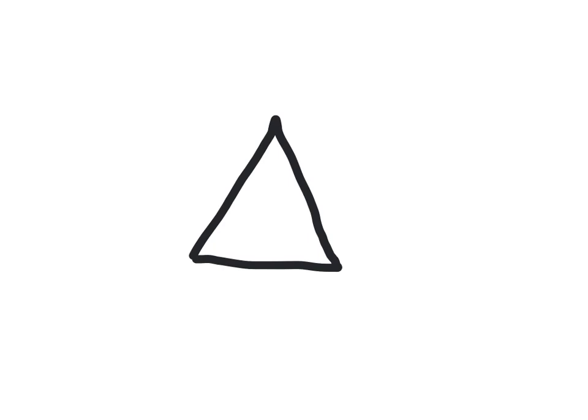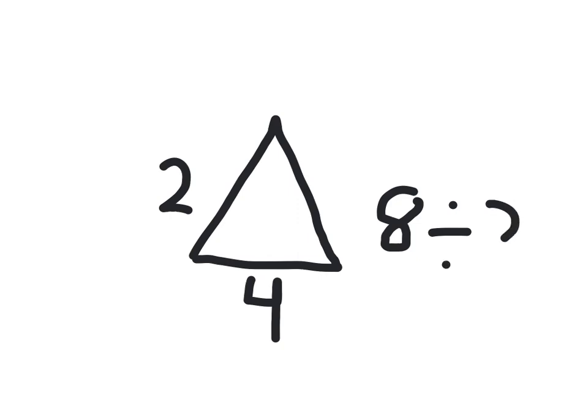So the first thing you'll do is, since this side's 4 and this side's 2, take 2 times 4, which equals 8. Then you'll have to do 8 divided by 2.